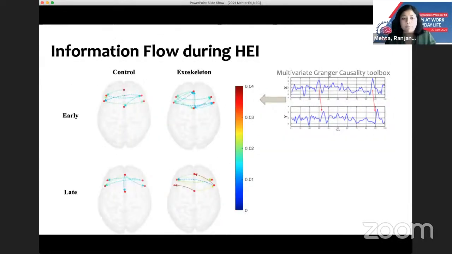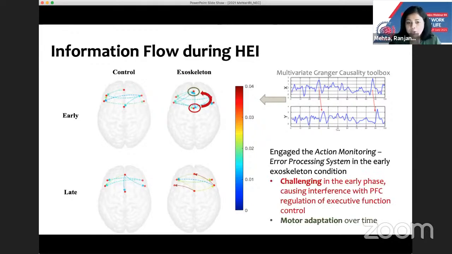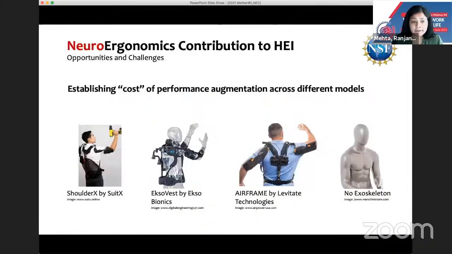I will quickly talk about this. I don't want to put a lot of thought here, but we did some effective connectivity analysis, and we tried to figure out the difference between when someone is lifting early versus late, and what motor adaptations are happening over time. And we did find that there were motor adaptations, and brain connectivity measures using Granger causality helped us understand that a bit better. We are not there yet in completely understanding it.